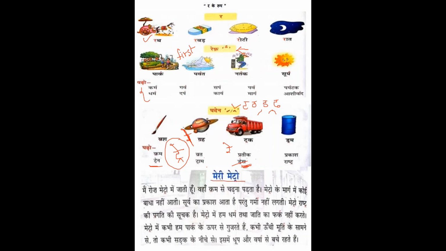You read this. मैं रोज मेट्रो में जाती हूँ. वहाँ क्रम से चढ़ाना पड़ता है. मेट्रो का मार्ग... one minute, children. मेट्रो के मार्ग में कोई बाधा नहीं आती. सूर्य का प्रकाश आता है परंतु गर्मी नहीं लगती. मेट्रो राष्ट्र की प्रगति की सूचक है. मेट्रो में हम धर्म तथा जाति का फर्क नहीं करते.